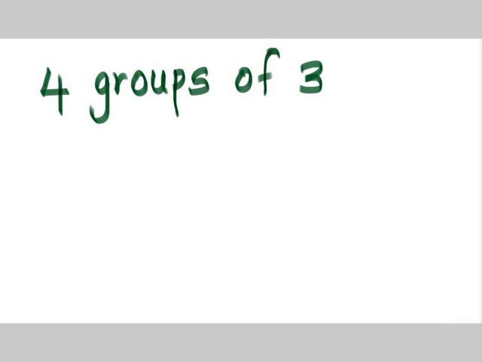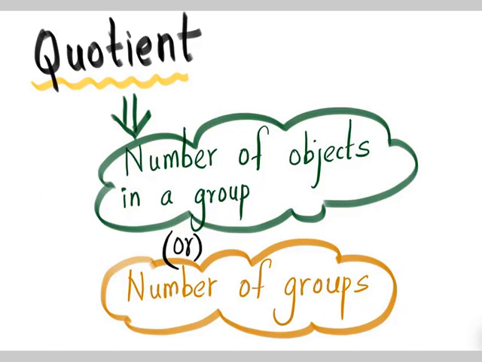You can grab a pencil and a sheet of white paper or a whiteboard and work on this problem. 4 groups of 3. For this problem, you can draw an array and then write a repeated addition sentence followed by a division sentence.